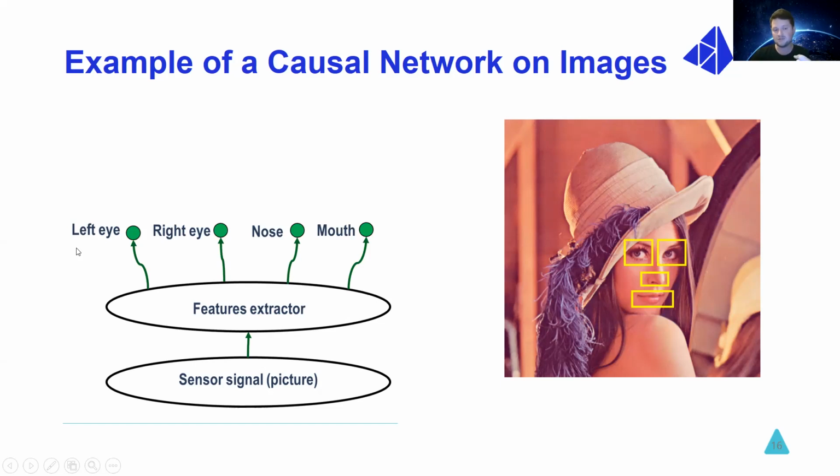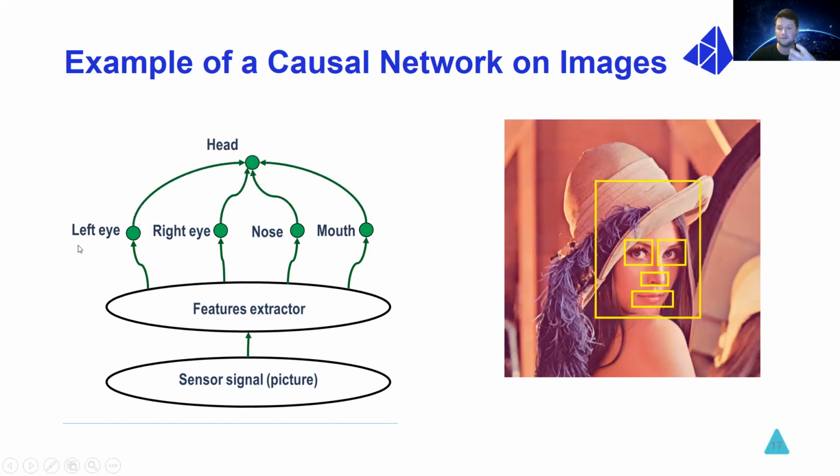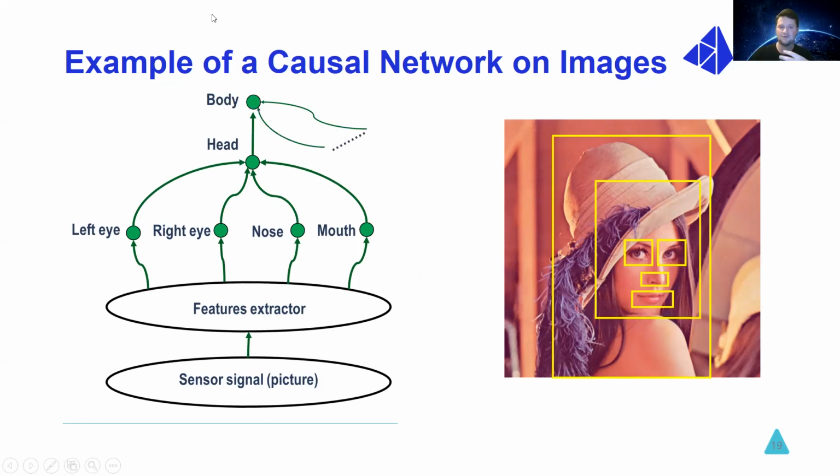And they, by themselves, are part of a sign called head. And on the next level of abstraction, head is a part of body. And of course, body has other parts. So there are other signs that are connected to this sign. And then we end up with this causal matrix on images, a causal network on images.